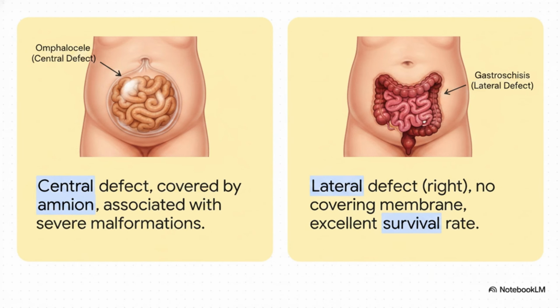Now here's where it gets really testable. Board examiners absolutely love making you differentiate an omphalocele from our next defect, gastroschisis. With gastroschisis, the abdominal contents protrude directly into the amniotic cavity. The key difference? It happens lateral to the umbilicus, usually on the right side, and there is zero covering membrane. No peritoneum, no amnion, nothing. Because the bowel is just sitting out there exposed directly to the amniotic fluid, it can get damaged. But, interestingly enough, gastroschisis usually isn't linked to severe chromosomal abnormalities. So despite how it looks, the overall survival rate is actually excellent.